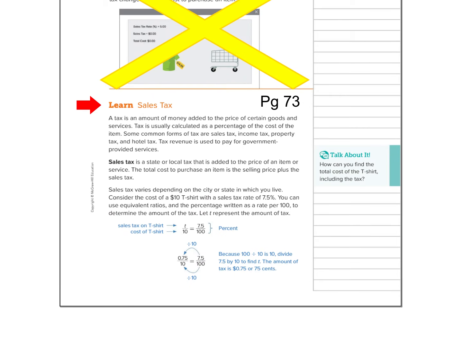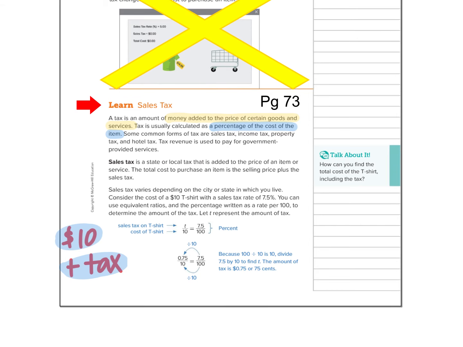So please open your math book to page 73. So first thing, tax is an amount of money added to the price of certain goods and services. So when you go and buy a shirt at a store, you usually don't just pay for the shirt. You have to pay, like if it was $10 for the shirt, plus you have to pay a little sales tax. If you go get gas, you pay sales tax. So you do pay tax on a lot of different items. Tax is usually calculated as a percentage of the cost of the item. So if your shirt's $10, the sales tax might be like 5% of that. That's what you add to it.